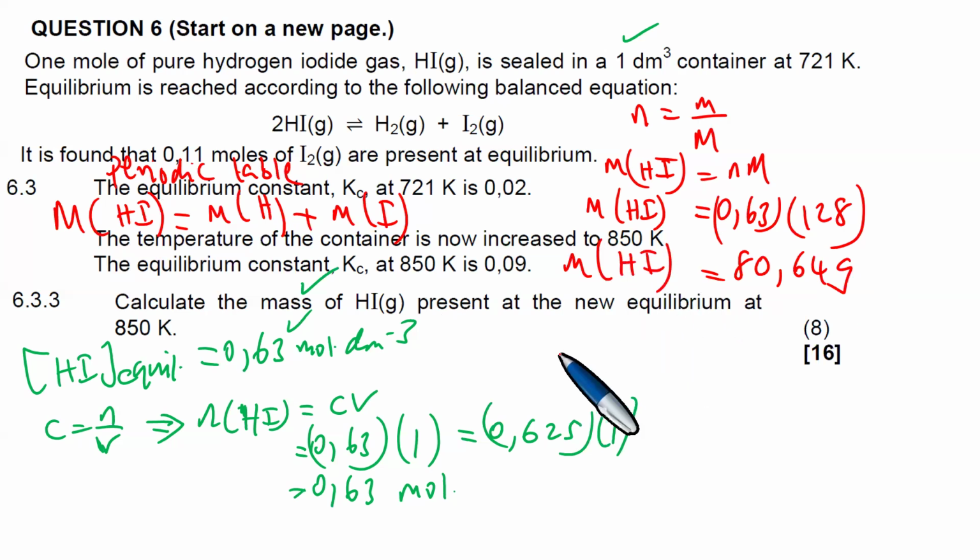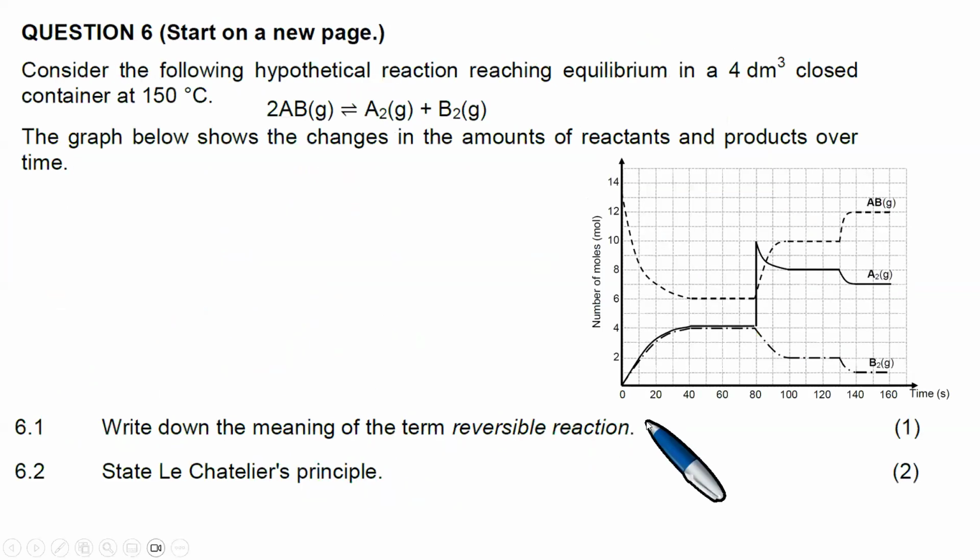Any discussion that you can bring, anything else you can mention here. But now, because we have to calculate the mass of hydrogen iodide present at the new equilibrium at 850 Kelvin, we found it to be exactly 80.64 grams. Any question or any suggestion? No questions. Okay, it's a bit long, and boring. Let's look at the next question.